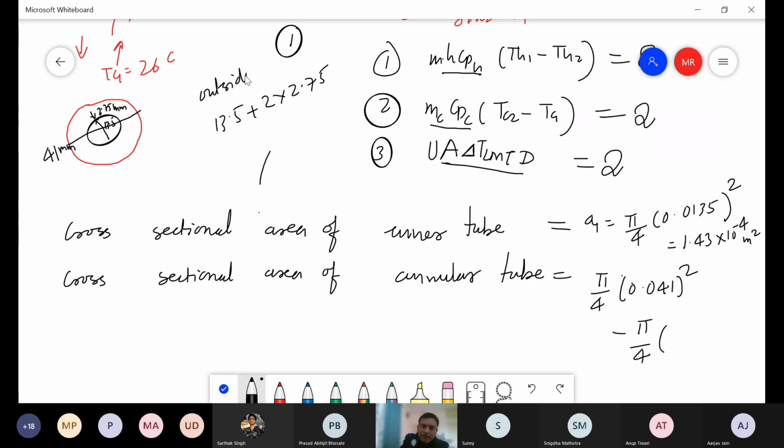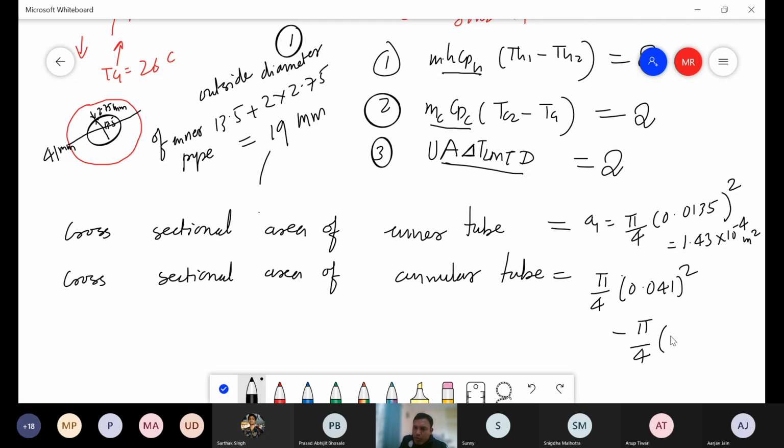Outside diameter of inner pipe. Do you all agree or not? Yes, sir. So this will be 19 mm, isn't it? This will be around 19 mm.